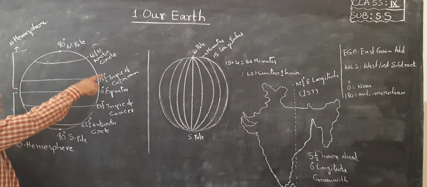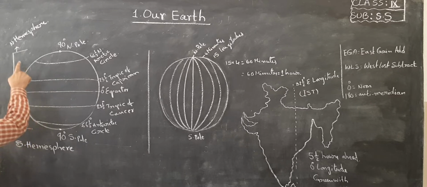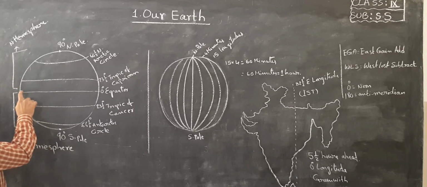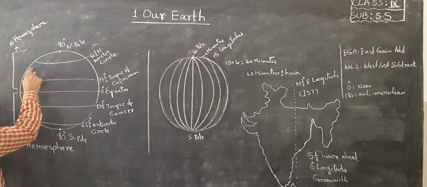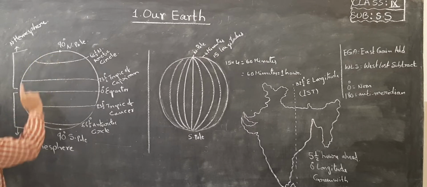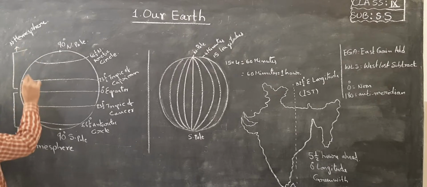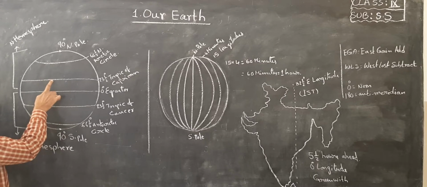From equator to 90 degree in north, this is northern hemisphere. I wrote here northern hemisphere, children. In northern hemisphere, how many latitudes are there? If you calculate 1, 2, 3, 4, 5 like this, 90 latitudes are there, children. Among these 90 latitudes in northern hemisphere, two are very important. What are the two here?